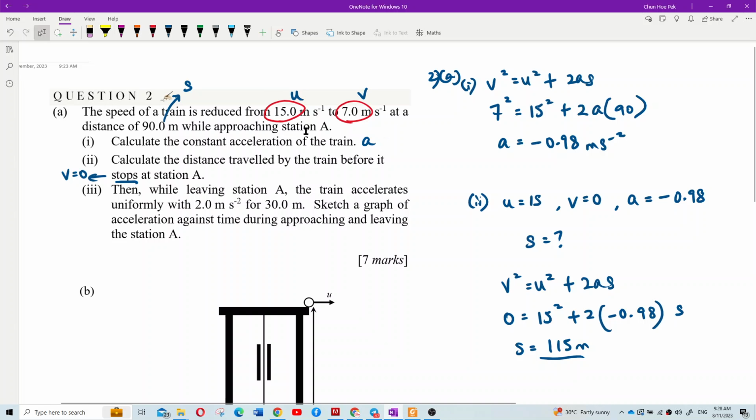Okay, right. Then while leaving station A, the train accelerates uniformly with 2 meter per second square for 30 meters. Sketch a graph of acceleration against time during approaching and leaving. Okay, now this one is leaving. While leaving, it accelerates with 2. So this one asks for an acceleration against time graph.